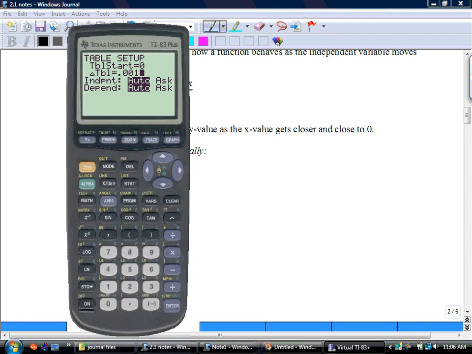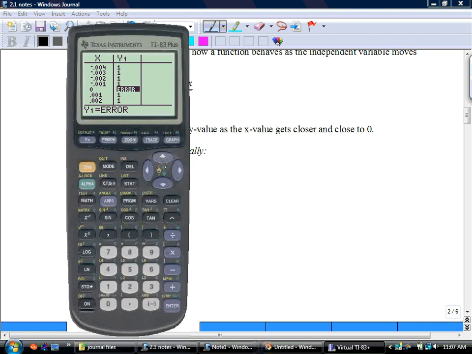So if you hit second graph, and if you arrow up a little bit, when x is negative 0.001, y is 0.9999983333. 0.999998. That's really close to... what number? 1. And then look at that. Jeez, Mr. F, it's the same over there.